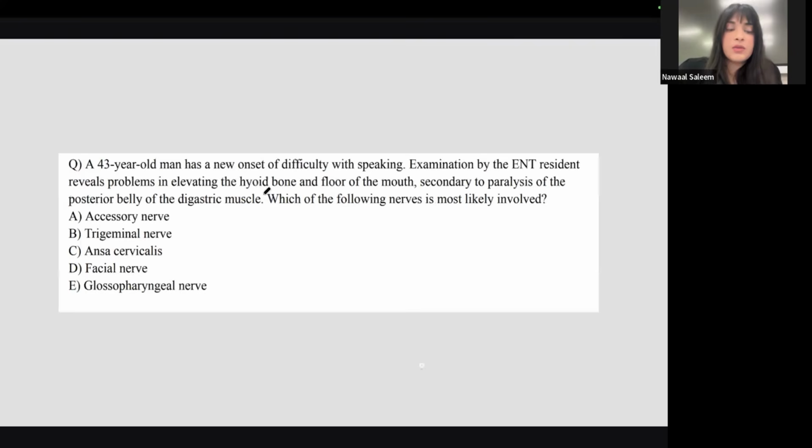Right? Then we move on to a 43-year-old man who has a new onset of difficulty with speaking. Examination by the ENT resident reveals problems in elevating the hyoid bone, secondary paralysis of the posterior belly of the digastric muscle. Which of the following nerves is most likely involved? Okay, so you have paralysis of the posterior belly of the digastric. We talked about this. It's one of the exceptions. So what is the answer? The answer is D.